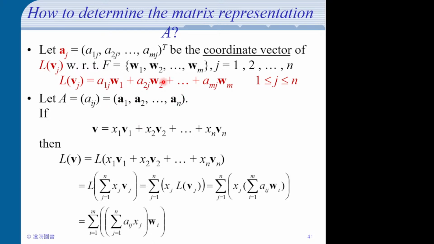Let's see if this actually works. Now we know how all the basis elements got mapped. V1 will get mapped to a vector that has coordinates A1, and V2 will get mapped to a vector with coordinates A2, etc.